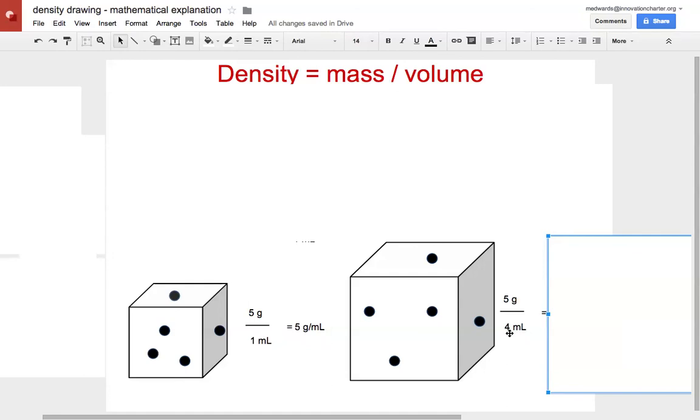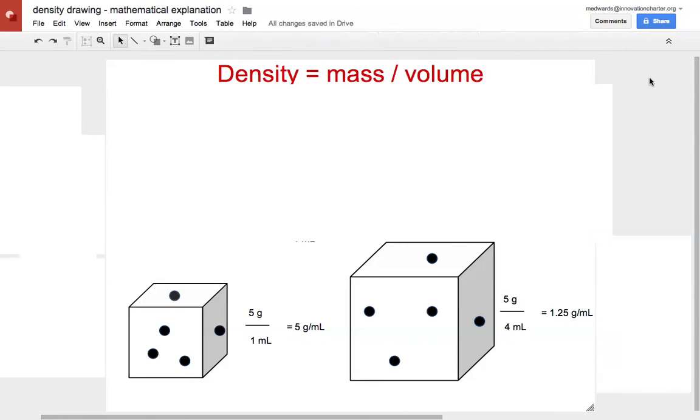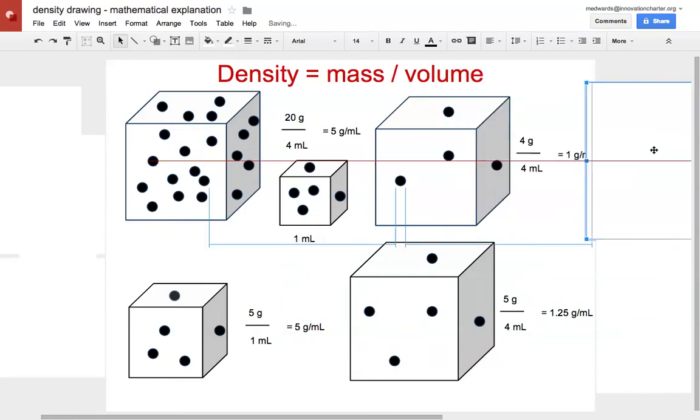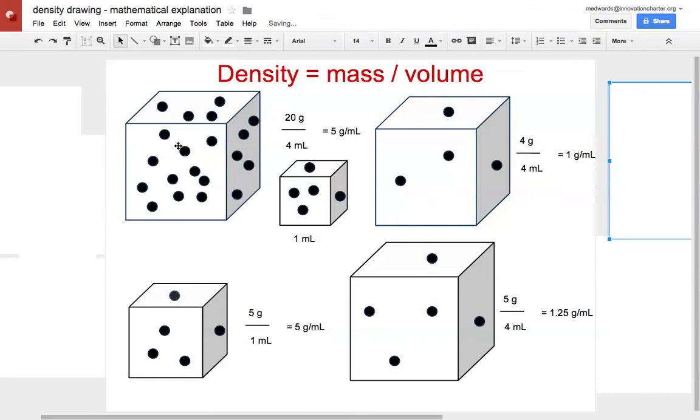The size of our container has gotten larger. 5 divided by 4 gives us 1 1/4 gram per every milliliter. So this one right here is less dense than this one because the mass stayed the same, but the volume increased. If we go back up to our original one here, this one was more dense because the mass changed and the volume stayed the same.